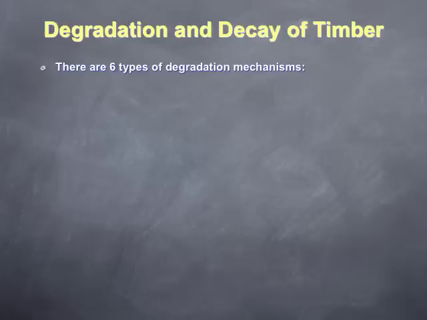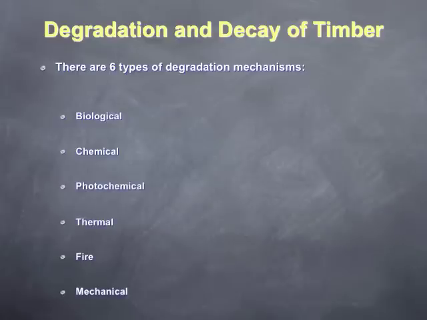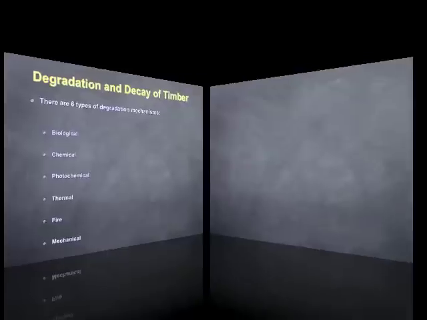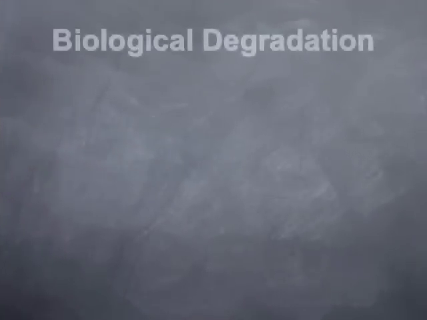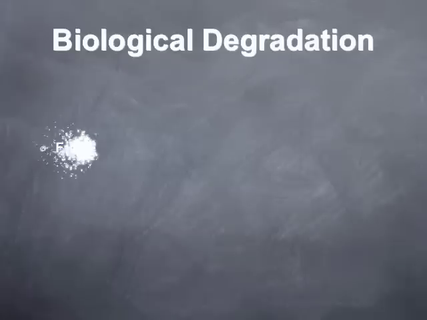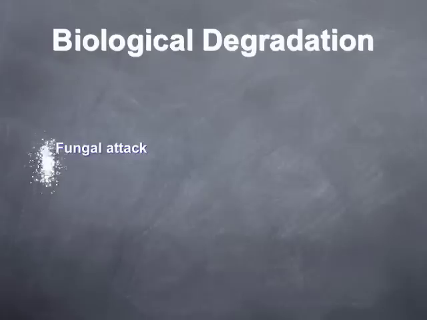Finally, let's talk about the decay of timber. There are 6 different types of degradation mechanisms: biological, chemical, photochemical, thermal, fire, and mechanical. The most important of these in the UK is biological degradation, which can occur in 2 different ways: fungal attack and insect attack.